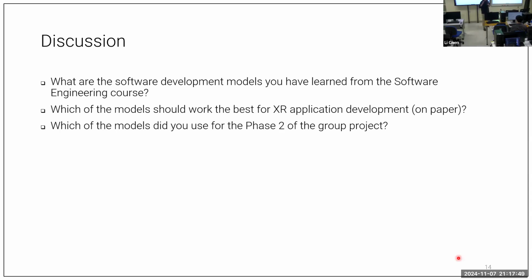Yeah, so if we do this waterfall kind of thing in an iterative way, we have the spiral model, right? And we have the agile model, for example, right? So which of the models should work the best for XR application development on paper? And which of the models did you use for phase 2 of the group project?